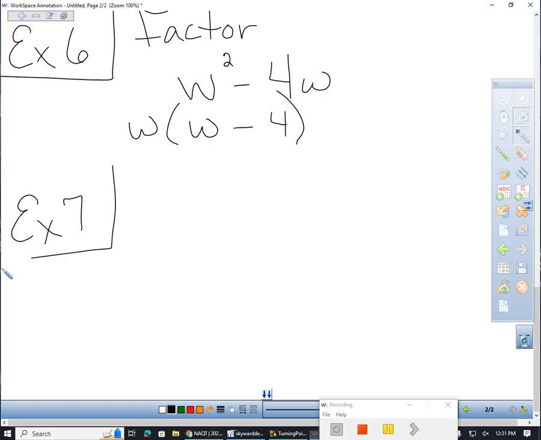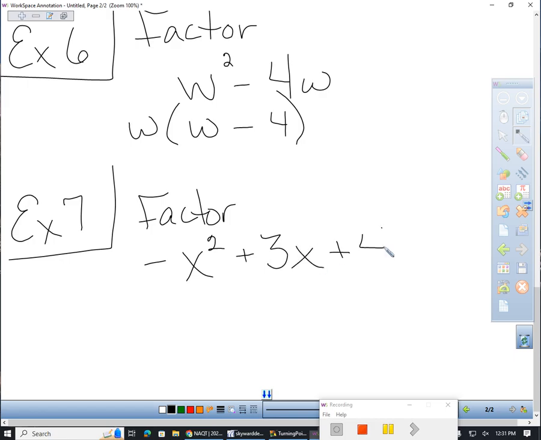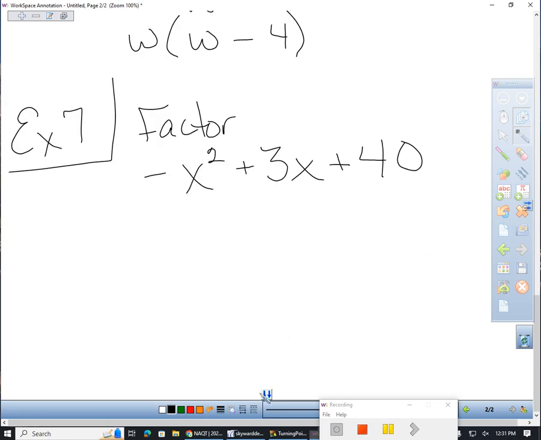Let's go with, we're going to factor, need one a little bit tougher. How about negative x squared plus 3x plus 40. All right. Greatest common factor is what? Good. Leaves me with x squared minus 3x minus 40.